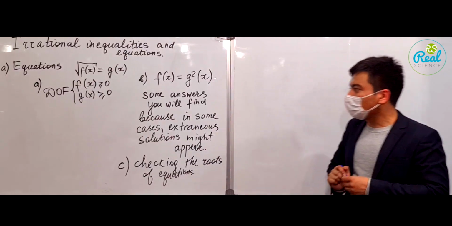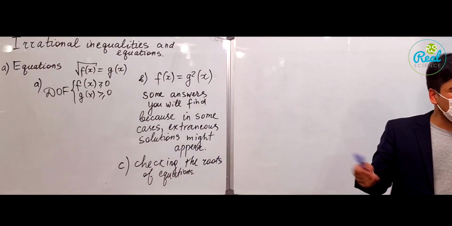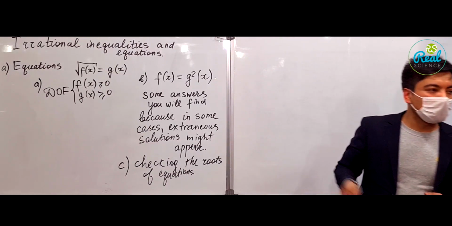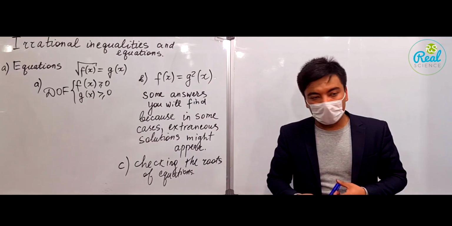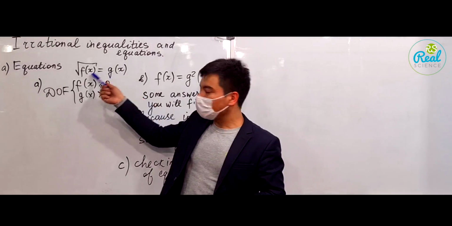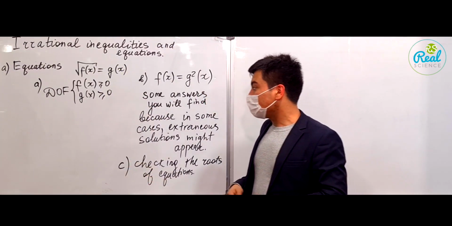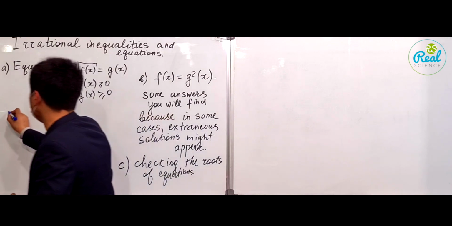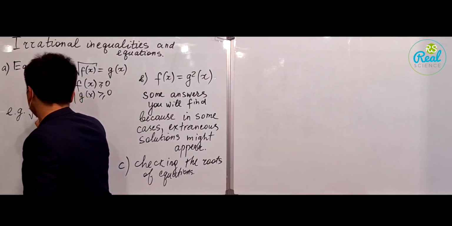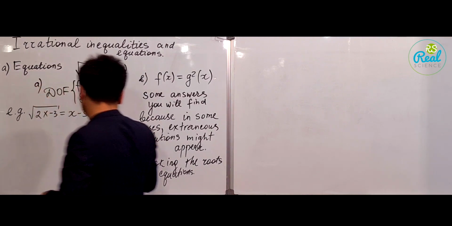Checking the roots of the equation means when you have some kind of x or x's, x1, x2, x3, x4, up to infinity, you might have multiple answers, yeah? You must put these numbers instead of this x. Let's see this in an example. Example: square root of 2x minus 3 equals x minus 5.